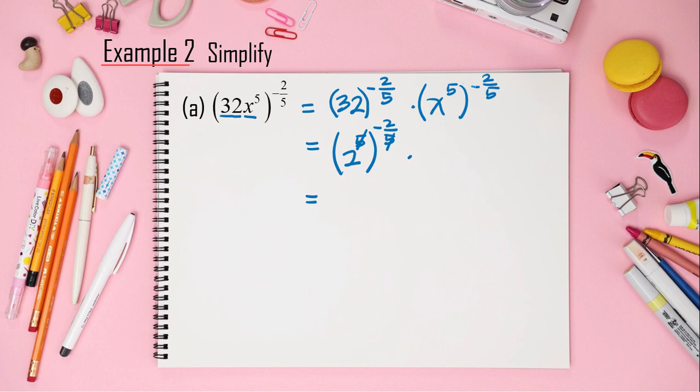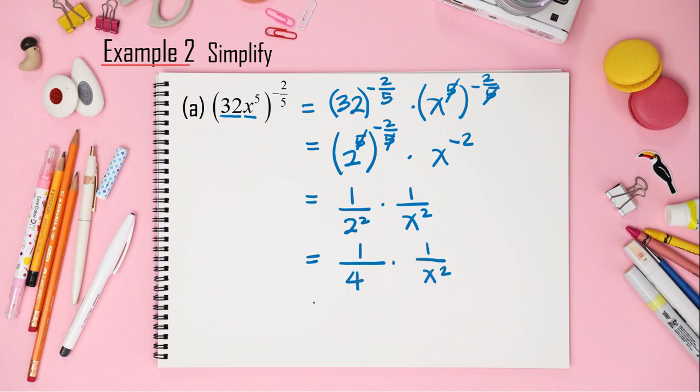As for the x, we can cancel 5 and 5 straight away, and we have x to the power of negative 2. So we have 2 to the power of negative 2, which is 1 over 2 squared, times 1 over x squared. 2 squared is 4, so we have 1 over 4 times 1 over x squared. So we have 1 over 4x squared.